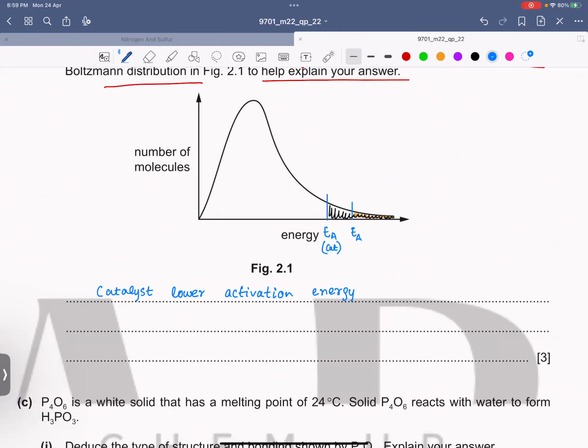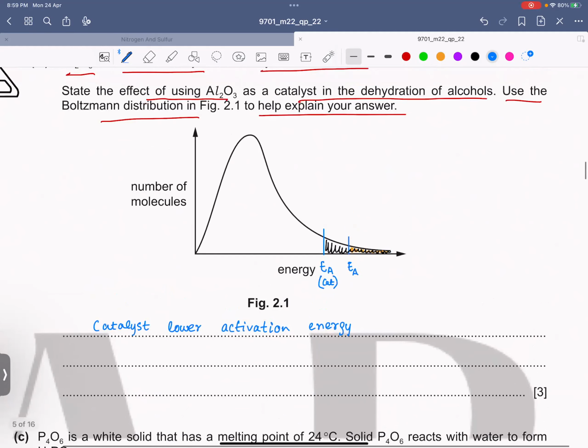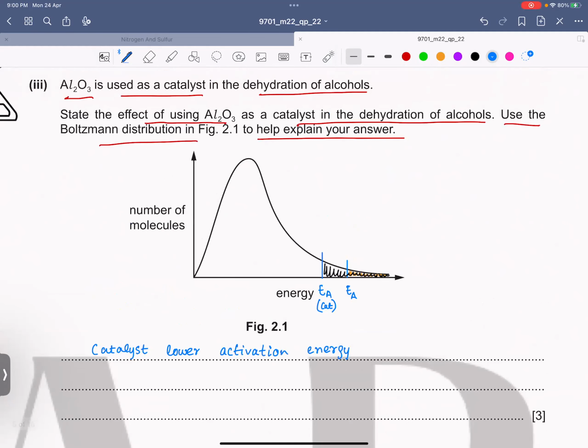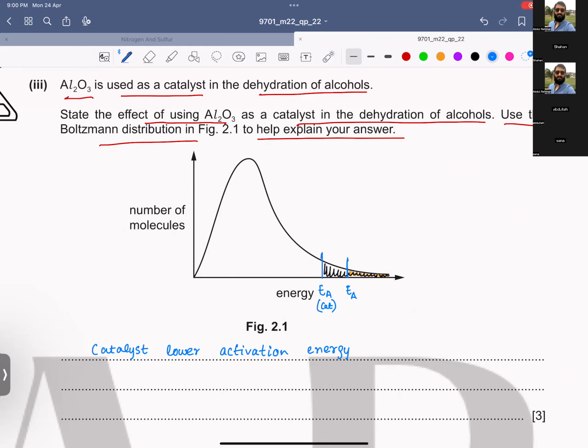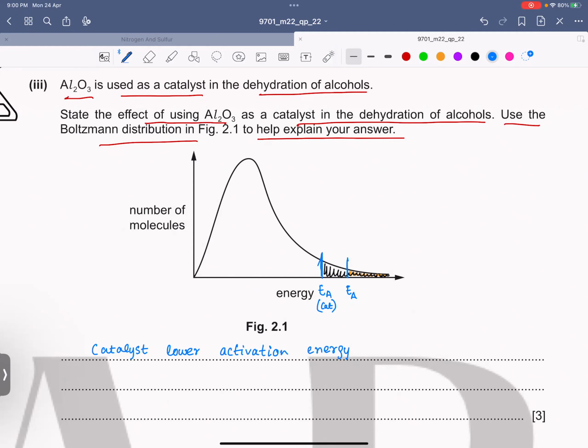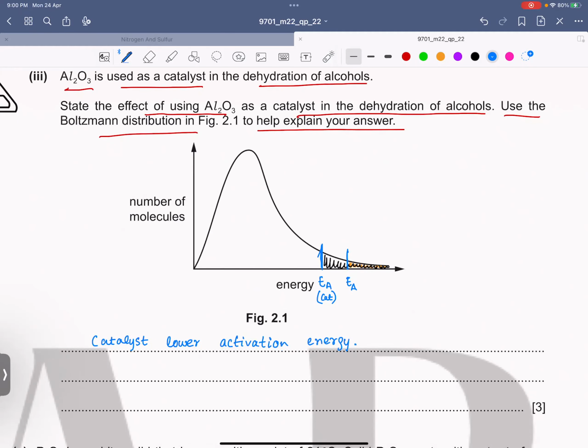No, that happens when we change the temperature. We didn't change the temperature. We just put in the catalyst, so the barrier for the molecules to react would be that one initially. And yes, the rate of reaction increases. So catalyst lowers the activation energy.